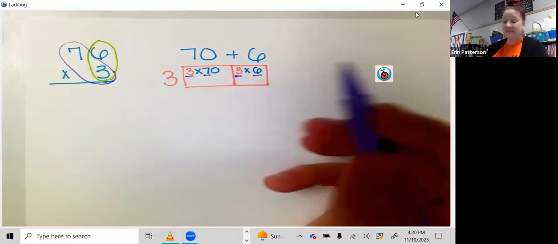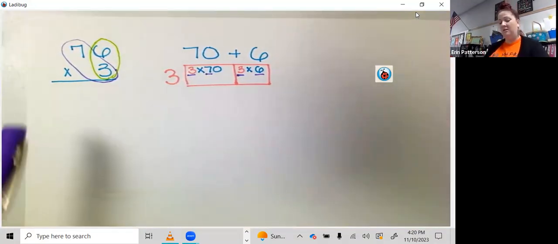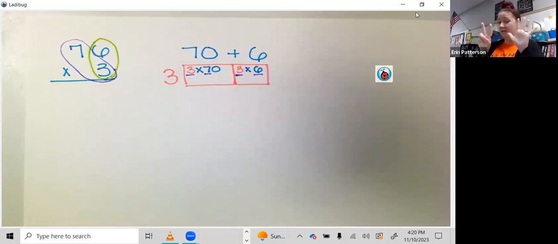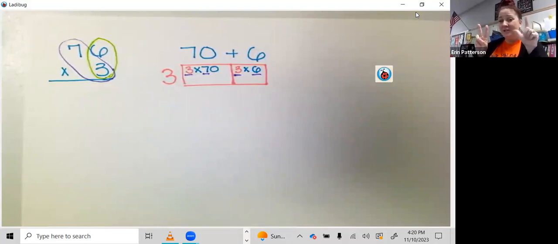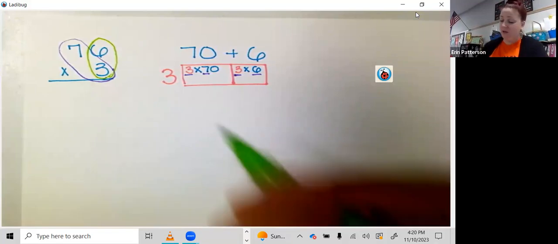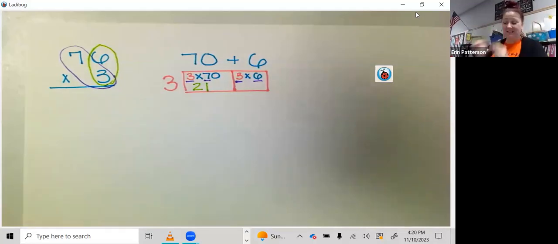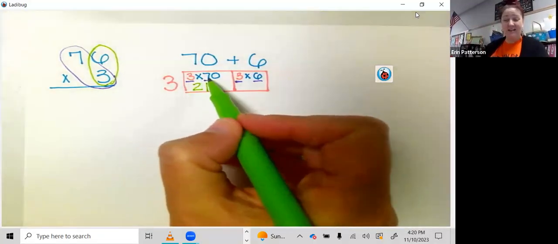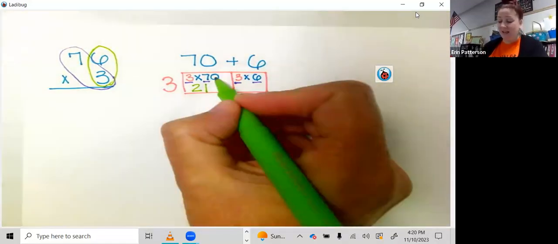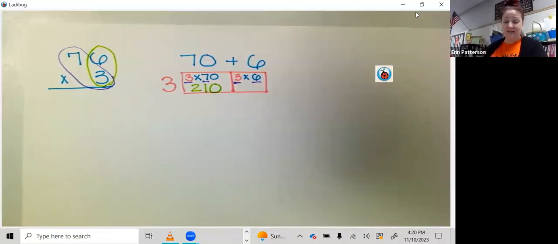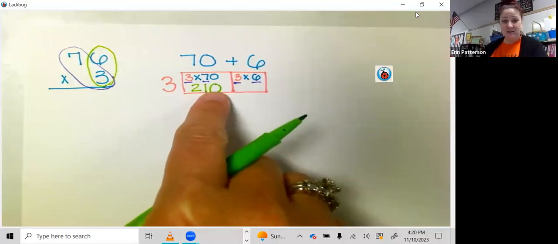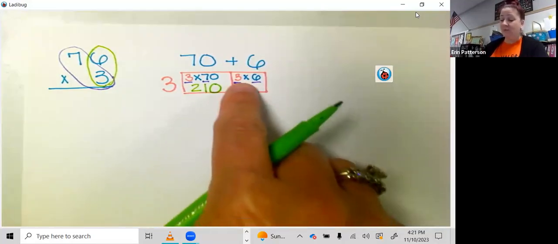3 times 7. If you don't know it, we have a song for our 3s. So I'm going to hold up 7 fingers and I'm going to sing the 3s and put them down. 3, 6, 9, 12, 15, 18, 21. So I should get 21 there. 21. And there's a 0, 21 tens, because it's 3 times 7 tens. So I'm going to slap that 0 on the end. 21 tens, or 210.